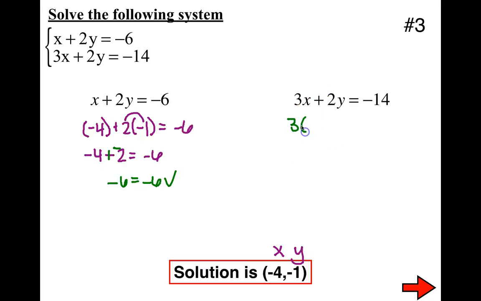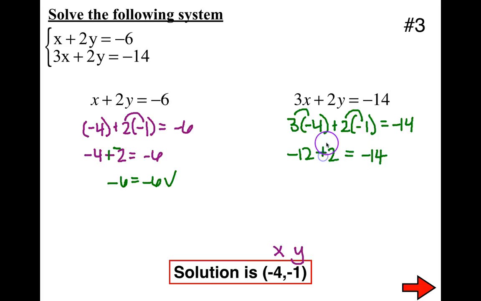Here we have 3 times x, which is negative 4, plus 2y, where y is negative 1. It's supposed to equal negative 14. 3 times negative 4 is negative 12. 2 times negative 1 is negative 2, equals negative 14. Here, just add the opposites. We're going to be left with negative 14 equals negative 14. Since it checks out for both, I could confidently say that the solution to this system is indeed negative 4, negative 1.